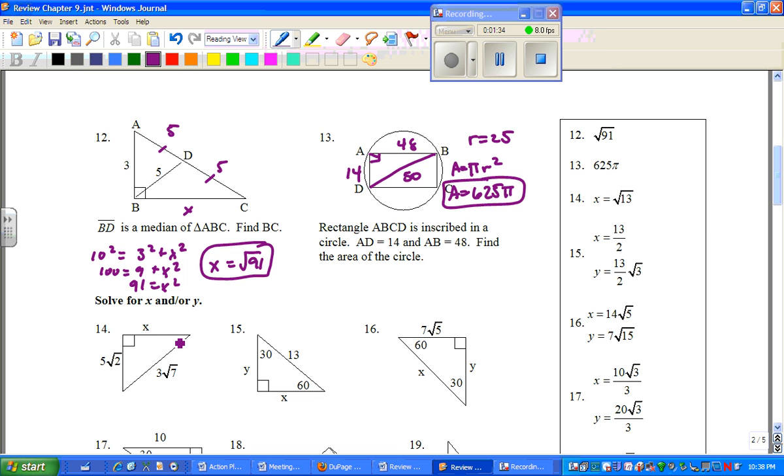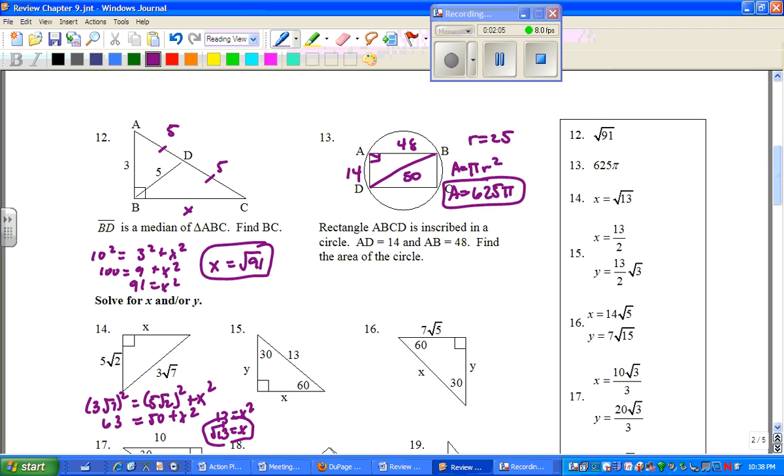Number 14, we're missing x. This is Pythagorean theorem. So you have 3 root 7 squared is equal to 5 root 2 squared plus x squared. That's 9. 9 times 7 is 63. That's 25. 25 times 2 is 50 plus x squared. So then now 13 is equal to x squared. So x is equal to the square root of 13 for that answer for number 14.